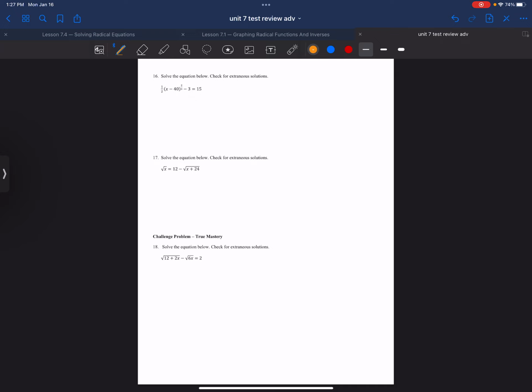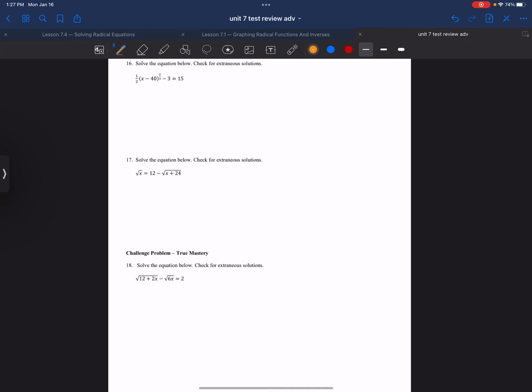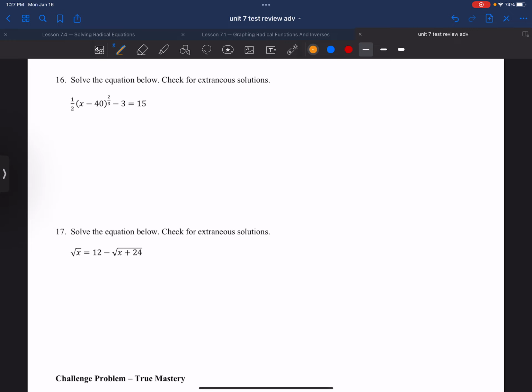Okay. Last page, and these are on solving. These are very important. 16 and 17. I would definitely practice these before the exam. Questions like this will be on your test. Just because they're in the mastery section doesn't mean they're not fair game. Okay? So, let's do number 16.